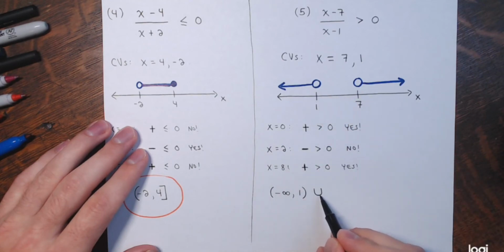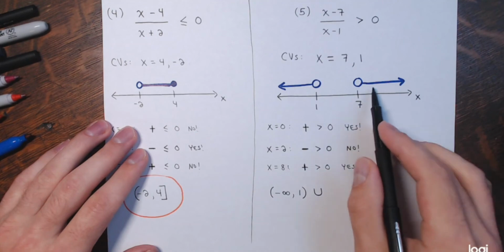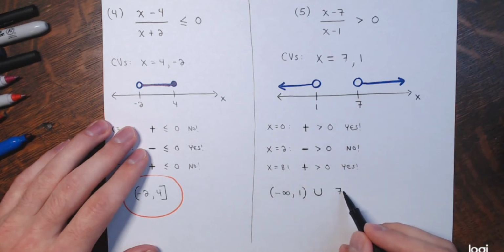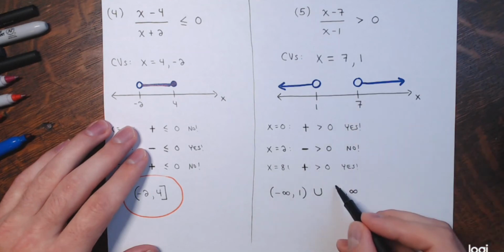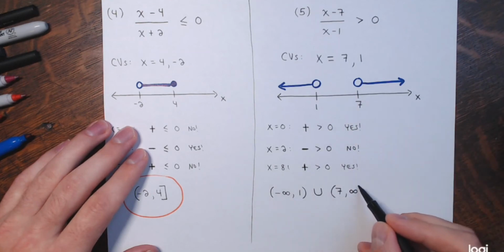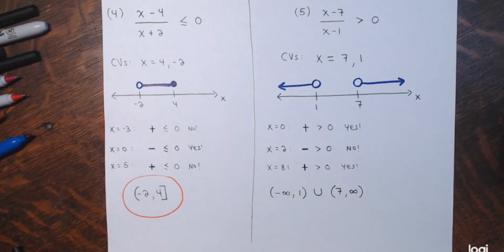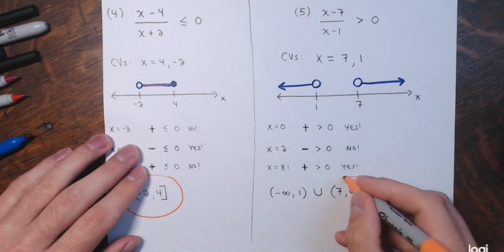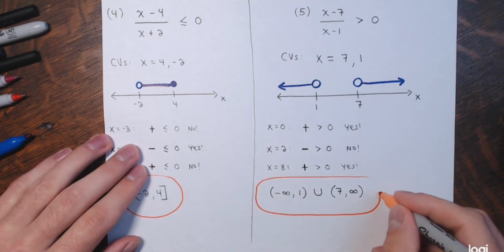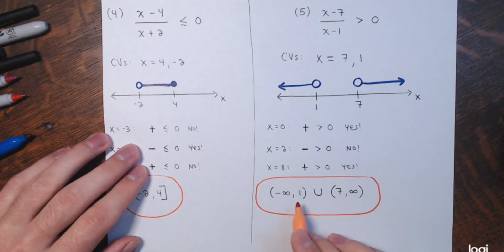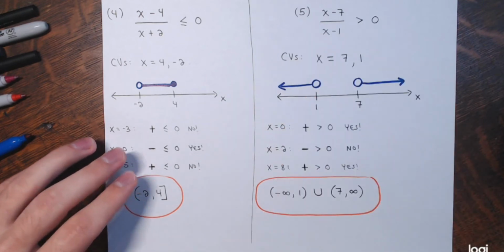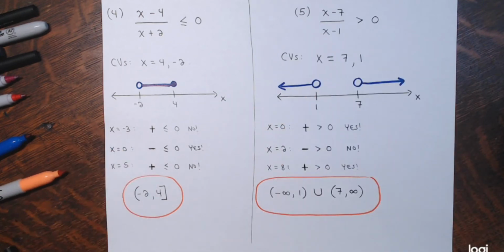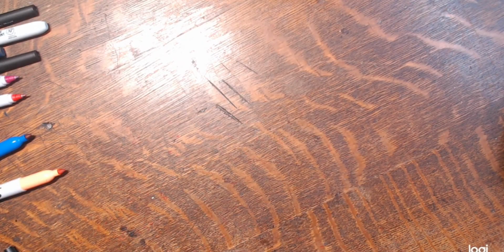union symbol. Then the next interval, 7 to infinity. It's going from 7 to infinity. And we said earlier, 7 is not a solution, so parentheses on that, and always parentheses on the infinities. And here is your interval notation representation of the solutions of this inequality. Great. All right, so again, pretty quick, these first ones anyway.